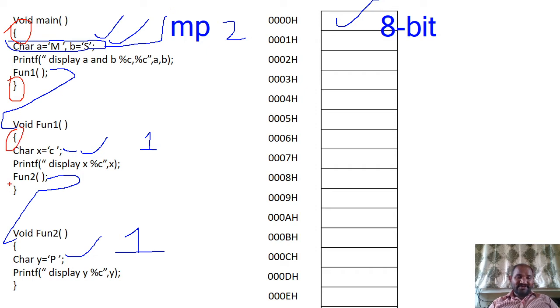Okay, the open brace and the close brace. What exactly is the open brace and what exactly is the close brace? The open brace shows from where exactly the stack memory is going to be allocated for the main function.